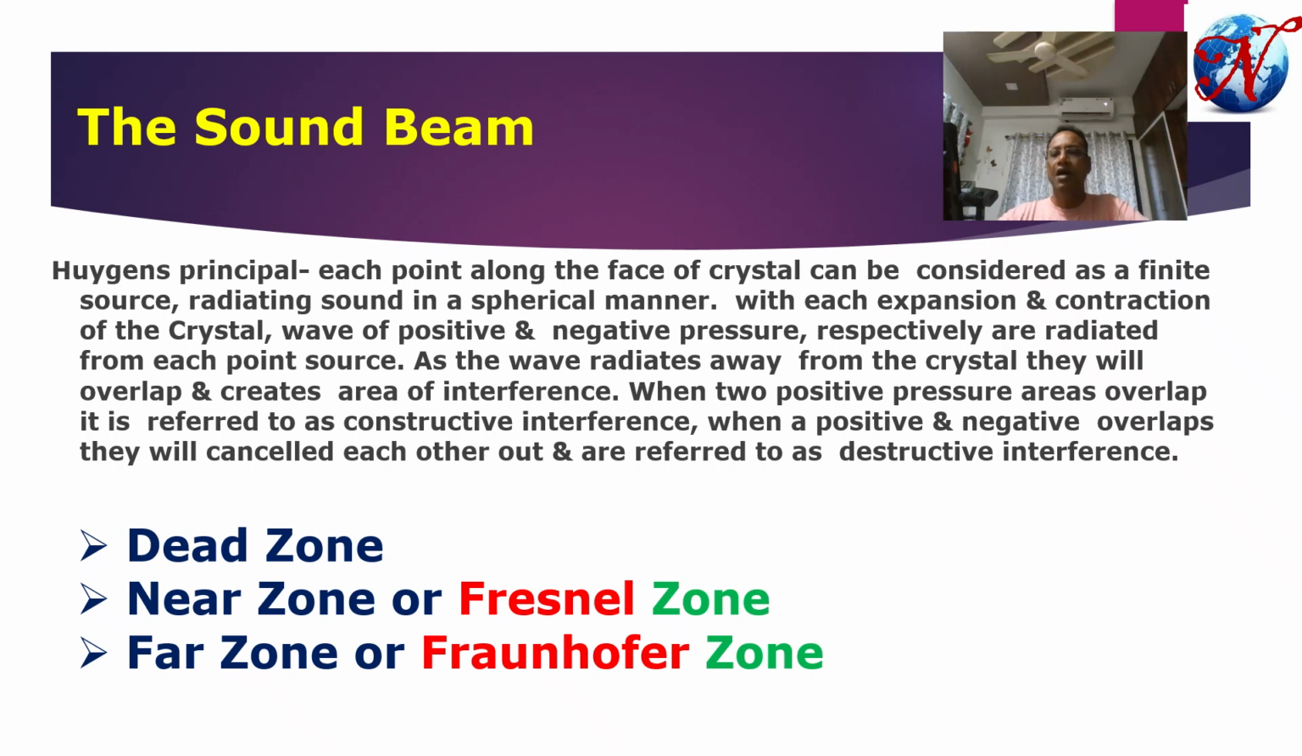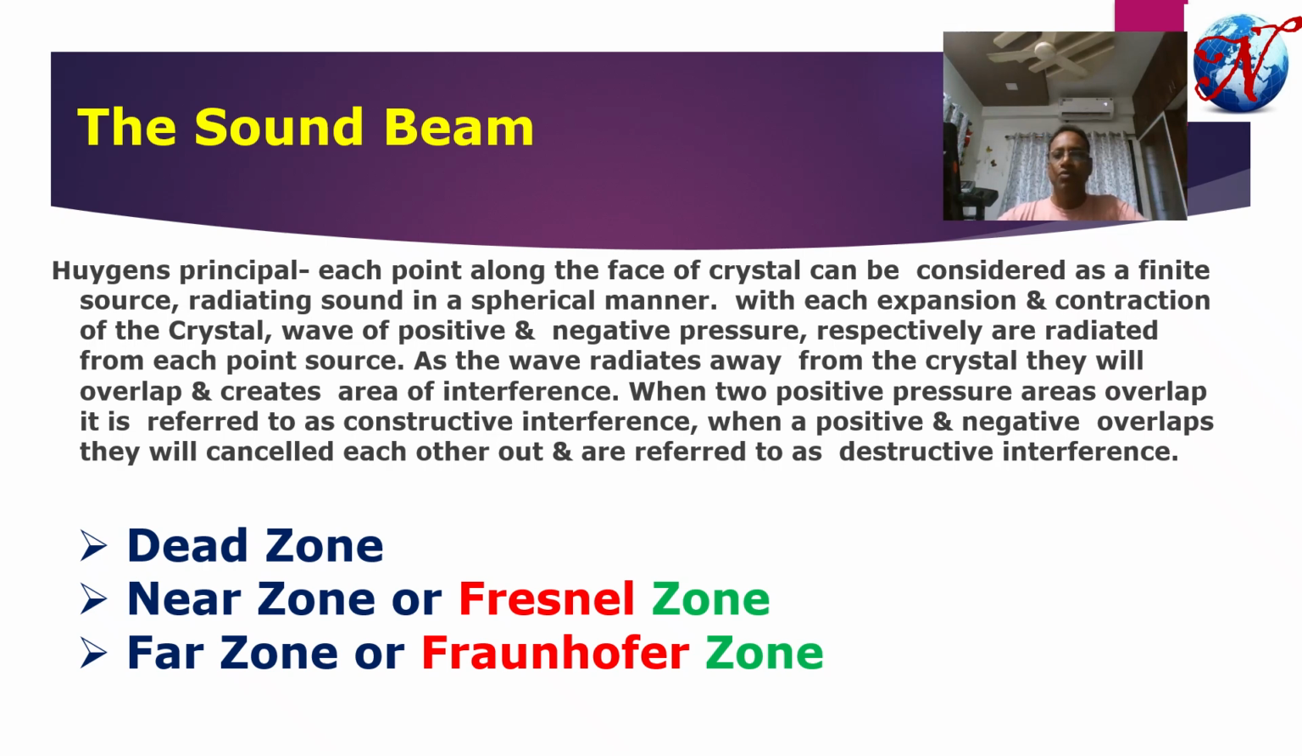But when the ultrasound is generated from that particular piezoelectric crystal and the sound is propagating in the forward direction, the beam of ultrasound has some profile, and that profile is like this. There are three parts of that particular beam. One is the dead zone, second is known as the near zone or Fresnel zone, and third is the far zone or Fraunhofer zone.